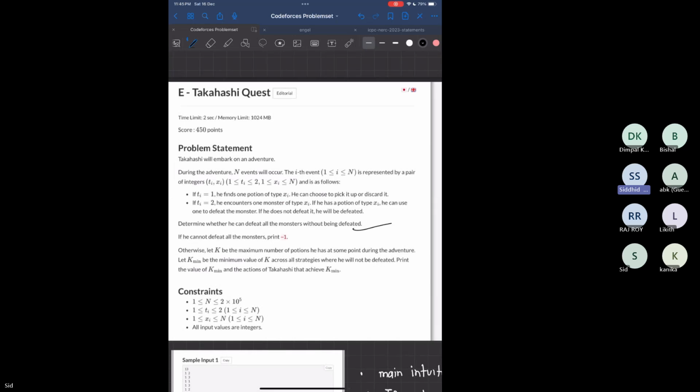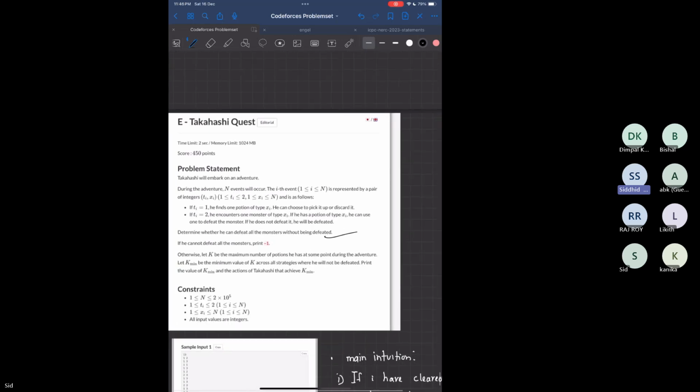Now next comes the minimization. Since the constraint here is 2 into 10 power 5, initially we can get an idea of DP sort of something, because there we can pick a potion or discard it. But since n is 2 into 10 power 5, it will be hard to do picking and not picking. We will have to keep track of which potions we have in the states, which will be expensive. So we need to think of something greedy. Many of us can think of binary search also, but in binary search the predicate function will be quite difficult to write, I guess.